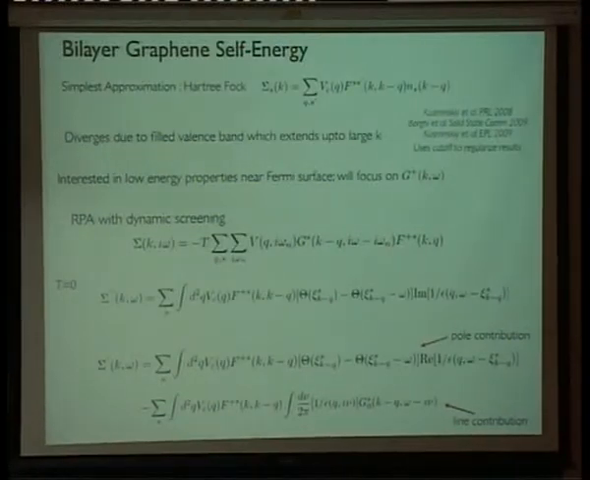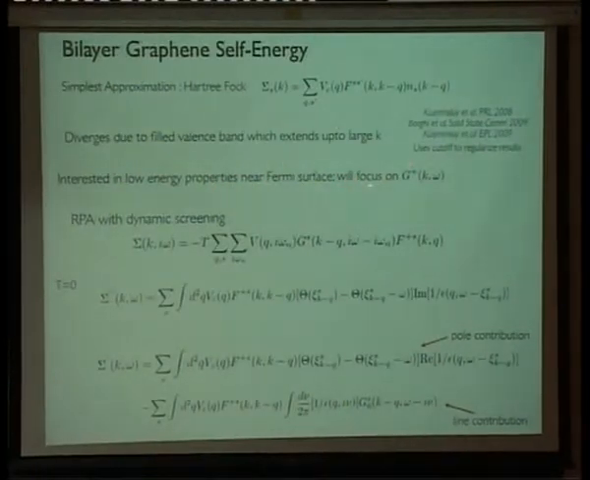Of course, in reality, a bandwidth will come in, and that would give you a cutoff. But these cutoffs are needed to regularize the results. So for example, if you look at the quasi-particle mass, it would depend very strongly on your cutoff. That's not a very nice thing, at least for theoretical physicists to think about. So we are interested in low energy properties for now.